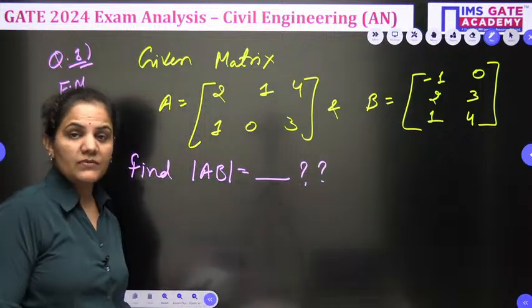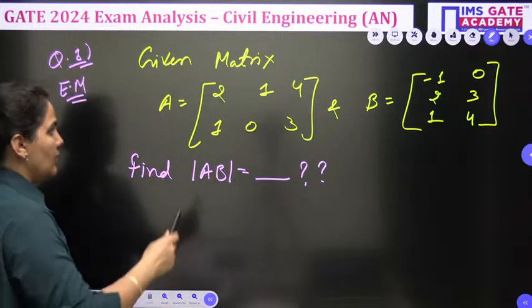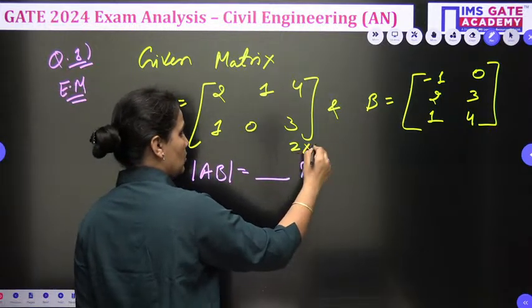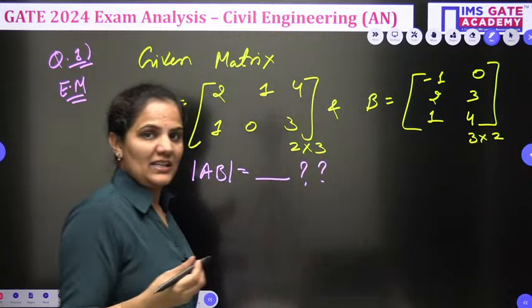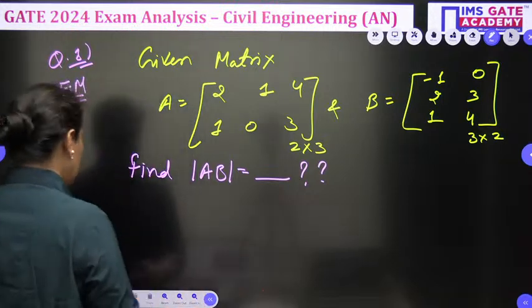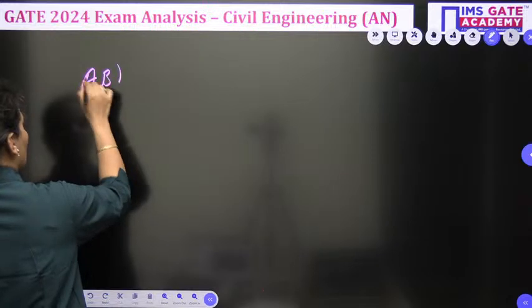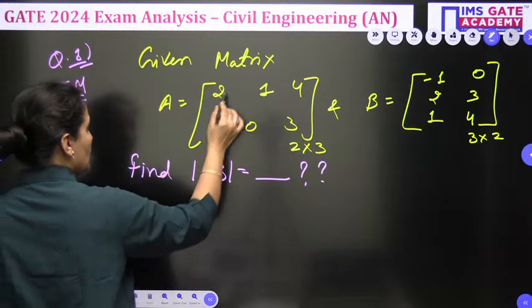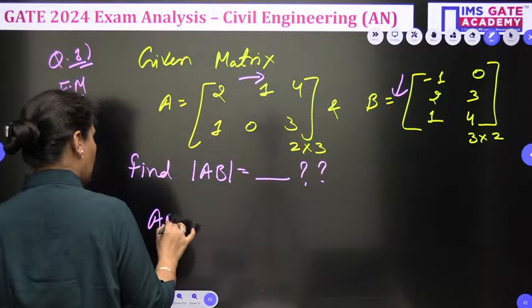So very easily, first we need to find the product of AB. We can see matrix A has 2 rows and 3 columns, and matrix B has 3 rows and 2 columns. So the resultant matrix AB will be a 2 cross 2 matrix, and for that you need to find the determinant. Before that, let's find the product of AB. This row will multiply with this column, and here only we can do the product.